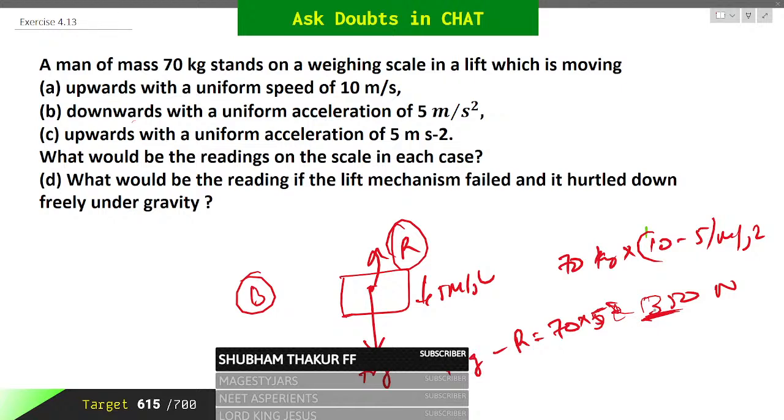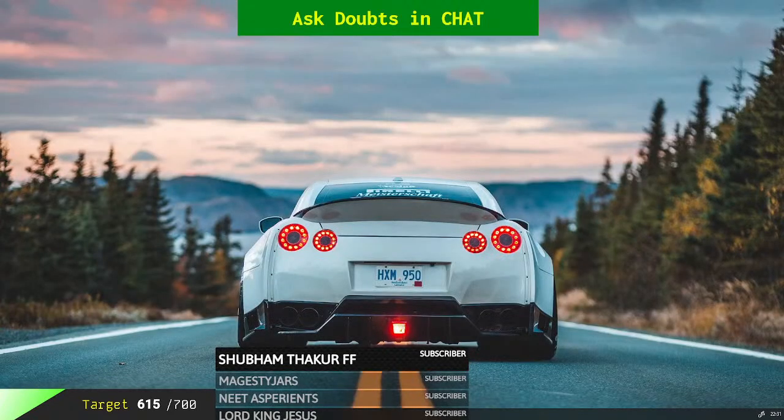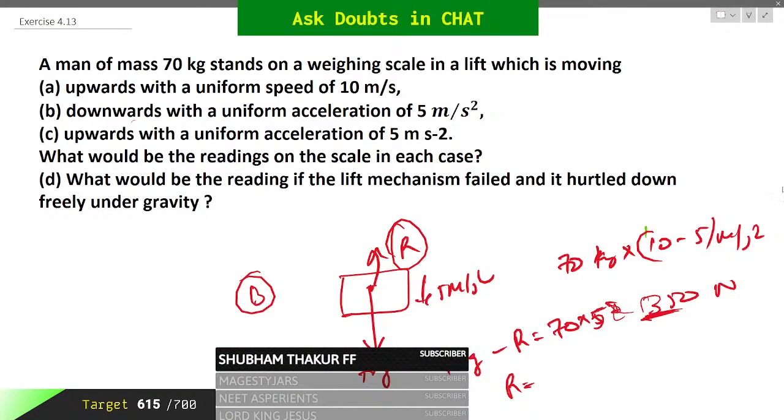I don't know why my eraser is not working. So R would be equal to 70 times 5 minus 70 times 10, that is g. I am sorry for this screen error.